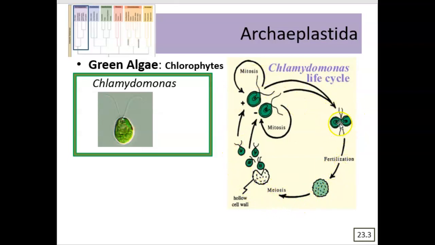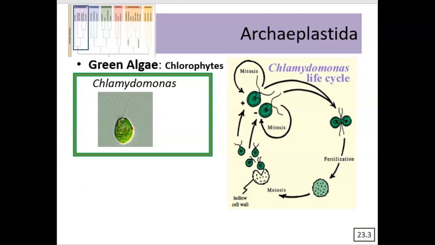Here we have two haploid cells coming together in fertilization. Right? This is the only part that's diploid. Everything else is haploid. Single-celled, haploid-dominated life cycle, both sexual and asexual reproduction in cute little Chlamydomonas. Also notice the green coloration because, of course, this is a photosynthesizer.